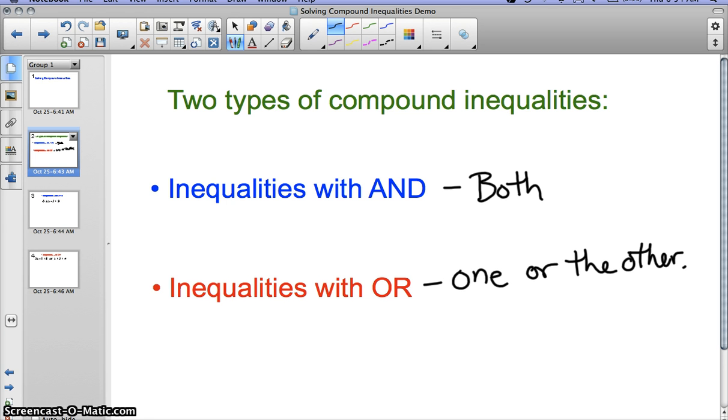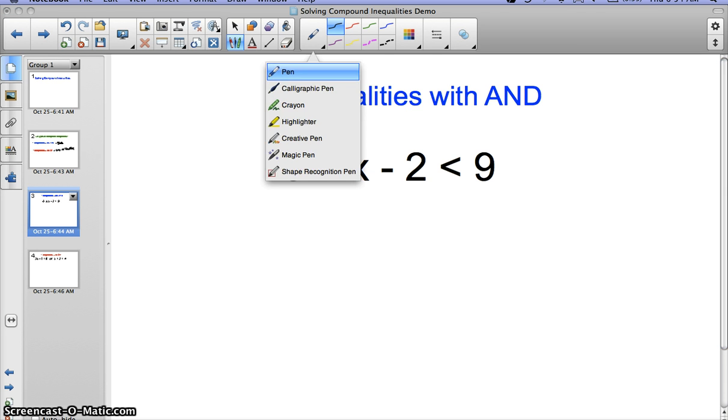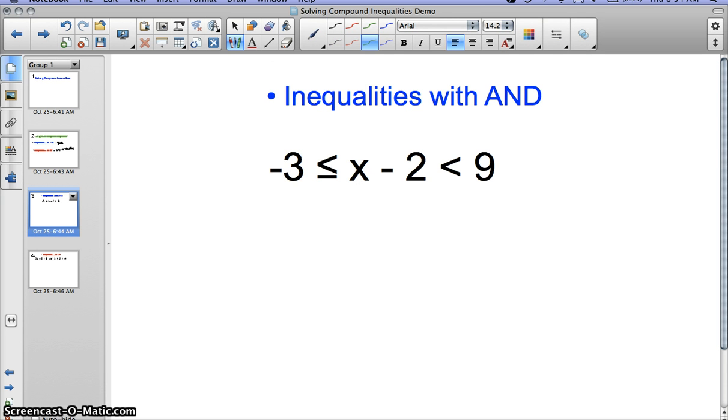So let's take a look at a problem so you can see kind of what I'm talking about. So we talk about inequalities. Some people kind of freak out when they see these inequalities. Don't worry about them. They're not too bad. All right. So here's what we do.